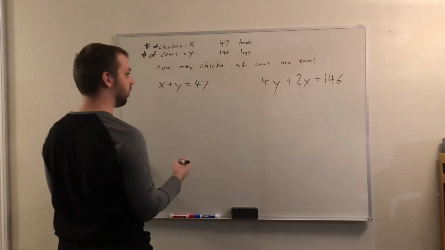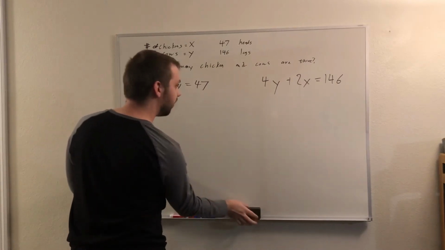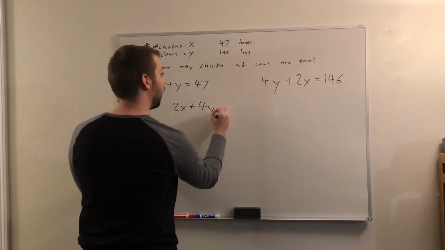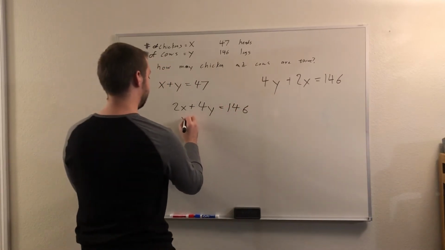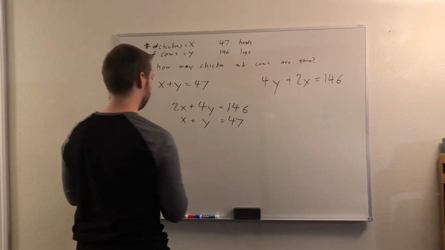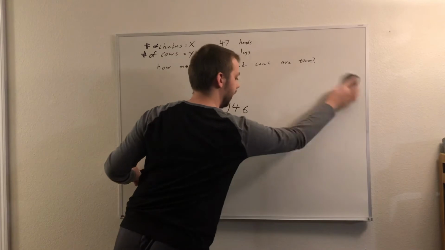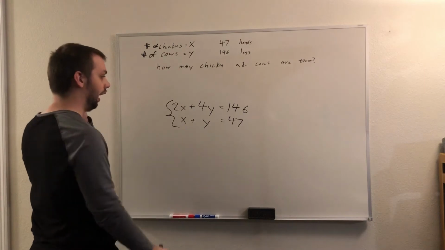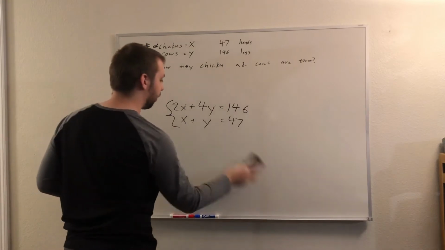So let's write that as a system of equations, and let's write it in the same order, which will make it a little easier. So we have 2x plus 4y equals 146, and then we have x plus y equals 47. Now I'm going to get rid of these, because I already have them restated right here. So this is a system of linear equations, linear because they're all to the power of 1, but you don't really need to worry about that too much.